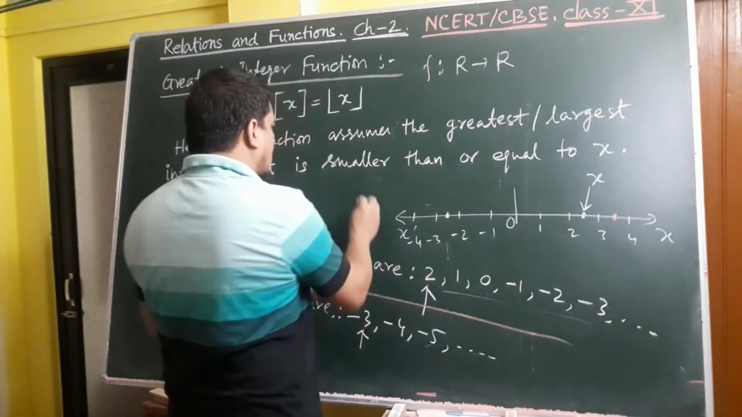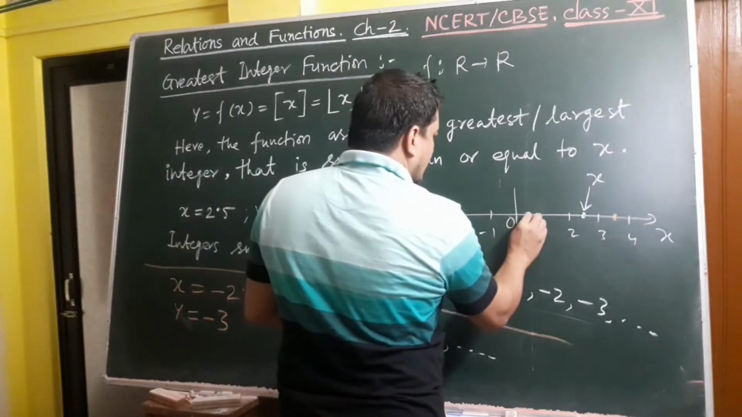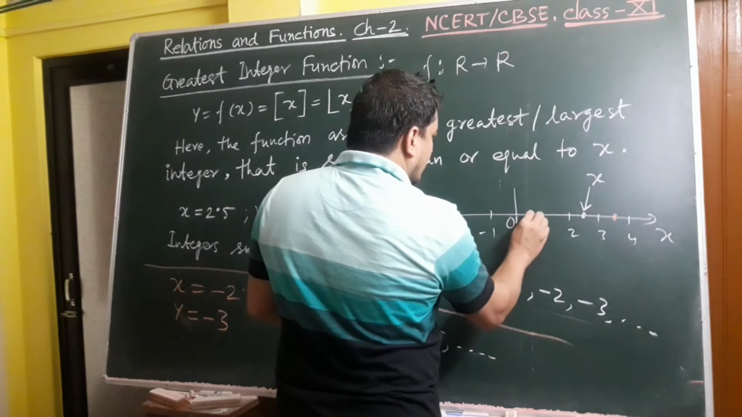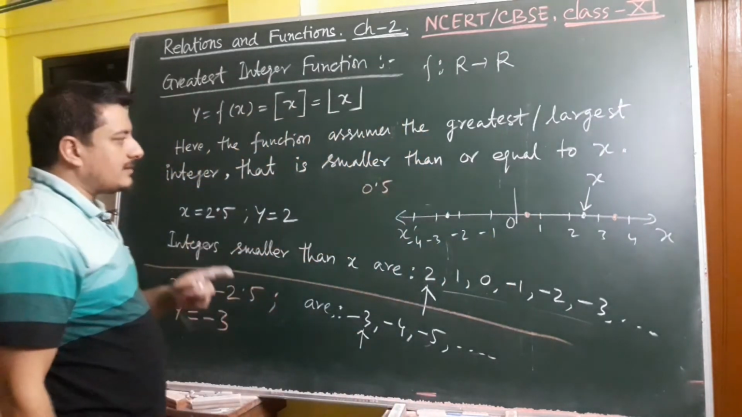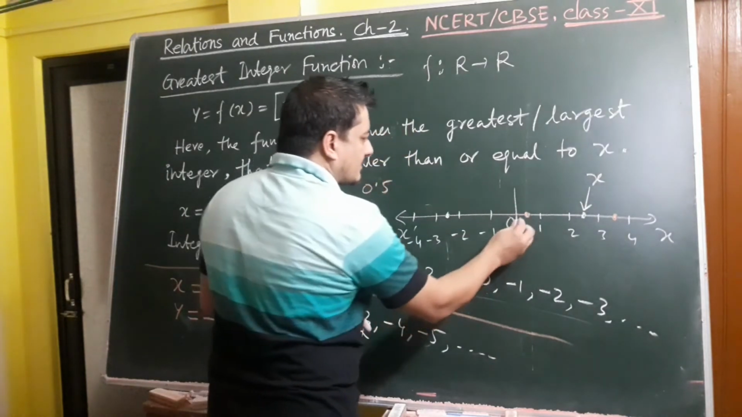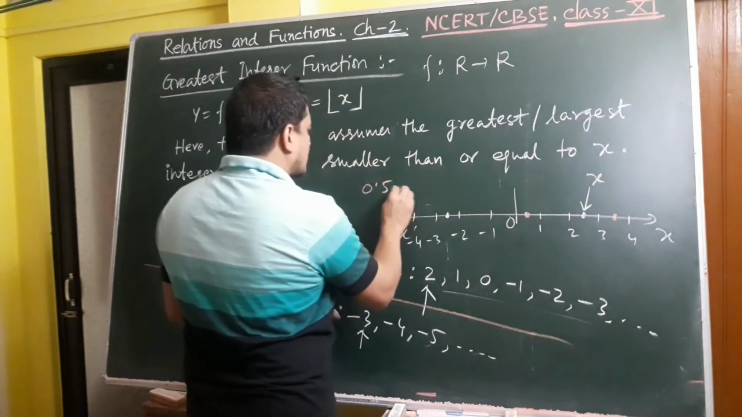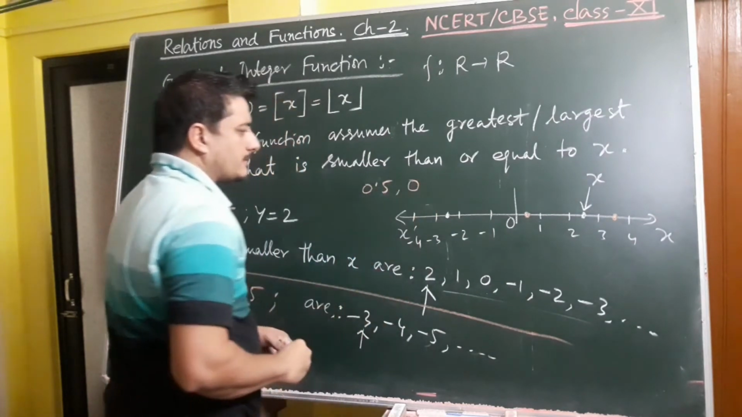At any point of time, if they ask you any number, you just locate that number. Say it is 0.5. So 0.5 is located somewhere between 0 and 1. You locate the point here. And the value of y will be, just move towards the left. The first integer that you encounter will be the answer. So if x is 0.5, then y will be 0.